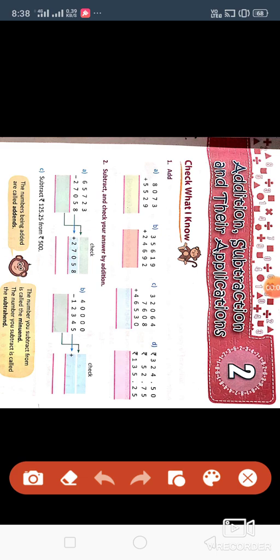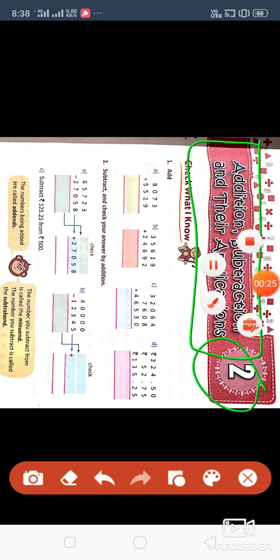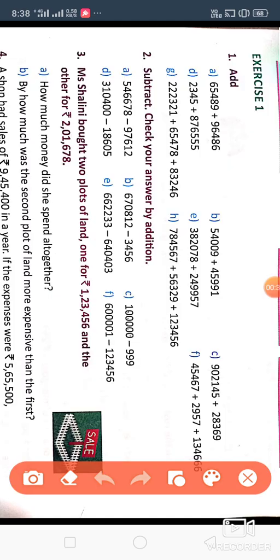So, today we are going to start the new chapter, chapter number 2, that is addition, subtraction, and their application. Okay, I think from class 1 only you are doing this part, addition, subtraction, isn't it? So, we'll see this chapter. Whatever question we are getting, we will try to solve it. Okay. So, come to exercise 1.